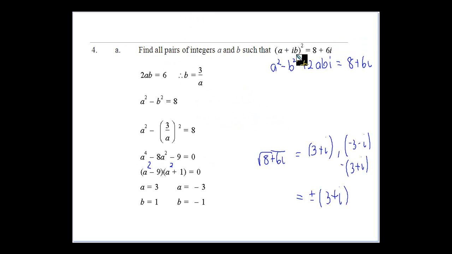Again, same process. So we're going through, expanding our left hand side, equating to the right hand side, and then finding the values there. And again, go through the process, ignoring the a squared plus 1, and we're just going to get down to 3, 1, minus 3, 1. So there's our two complex numbers that we get.